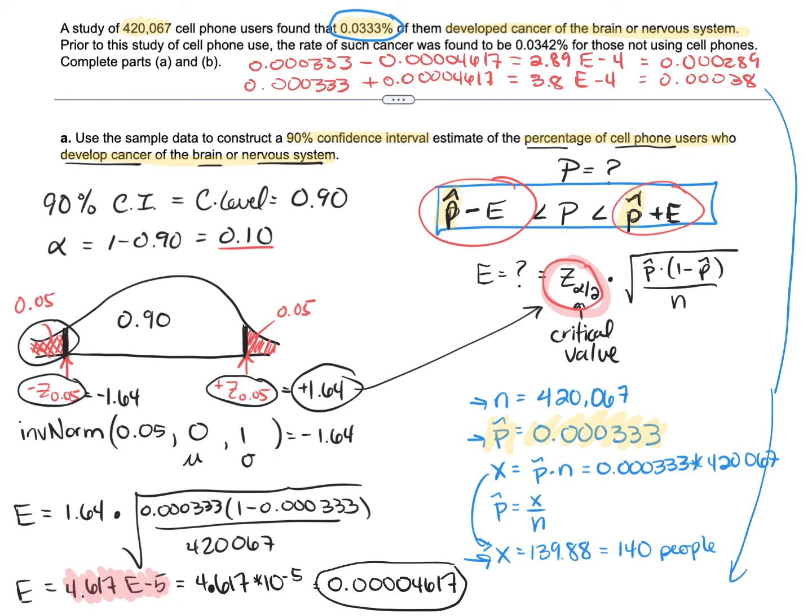The confidence interval, so the 90% confidence interval, is the interval from 0.000289 to 0.00038. So this means that we are 90% confident that the actual percentage of cell phone users who develop cancer of the brain or the nervous system is somewhere between 0.000289 and 0.00038. Okay, all right, next I'll show you how to do all of this on your calculator.